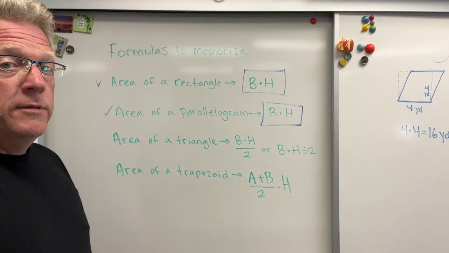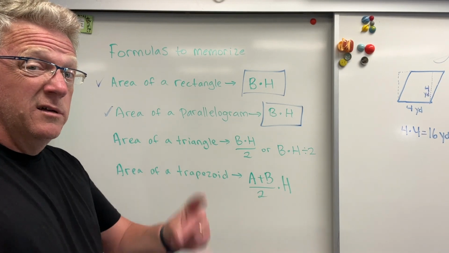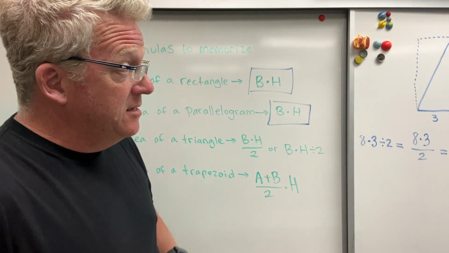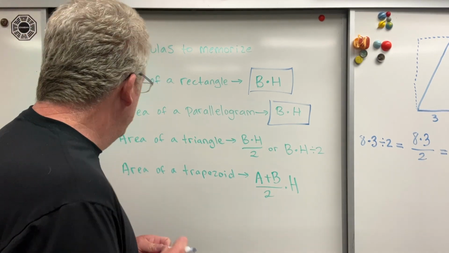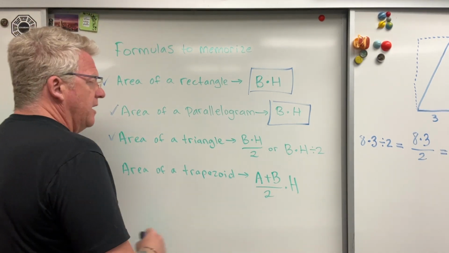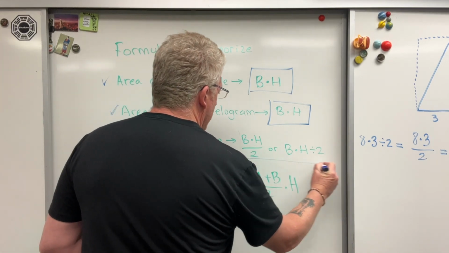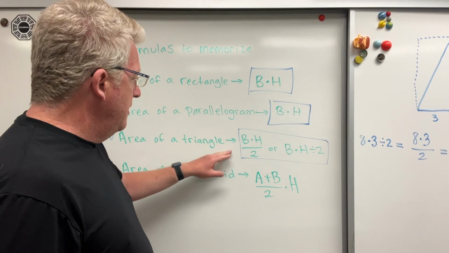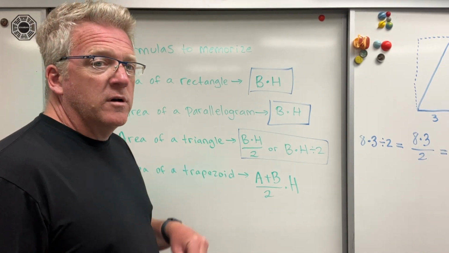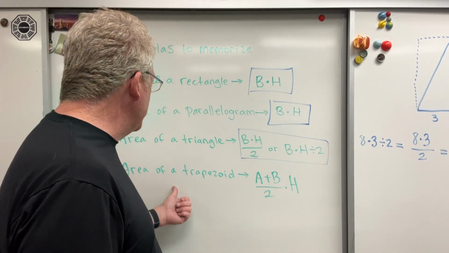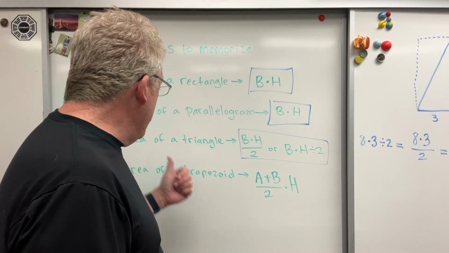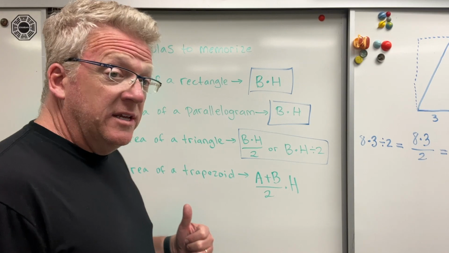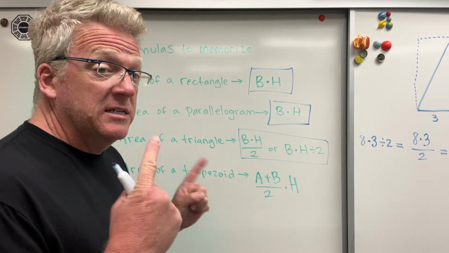Area of a triangle. Here's our example of a triangle. So that is the area of a triangle. We've got it done. Here are our two different ways that you might express the formula for the area of a triangle. Our last one is the area of a trapezoid. And we'll see some examples of that in just a second.